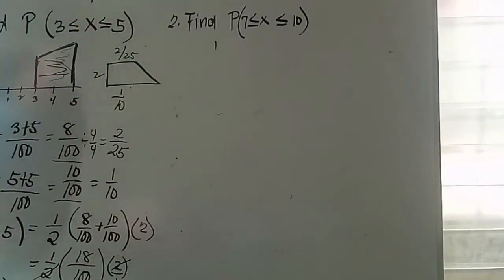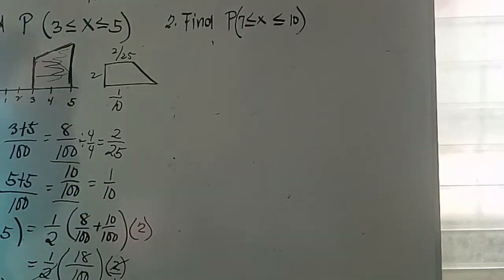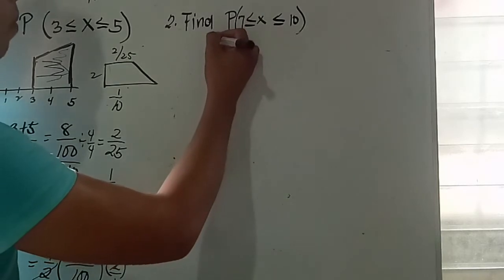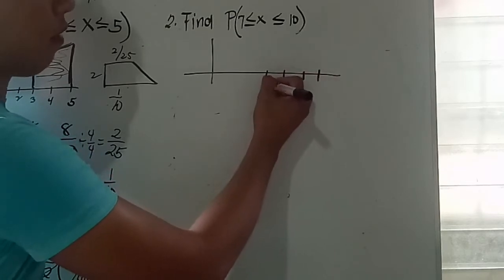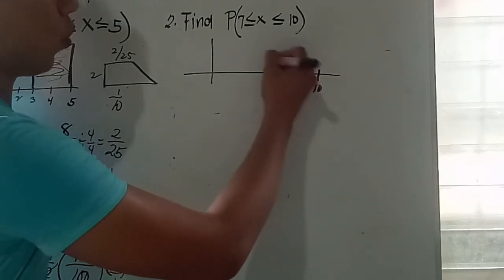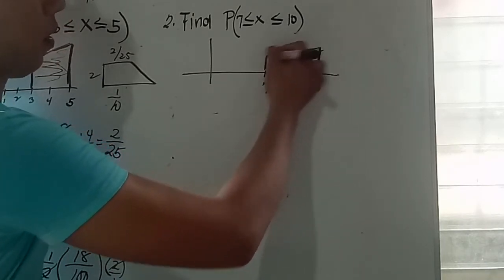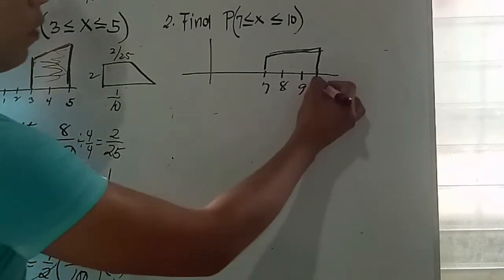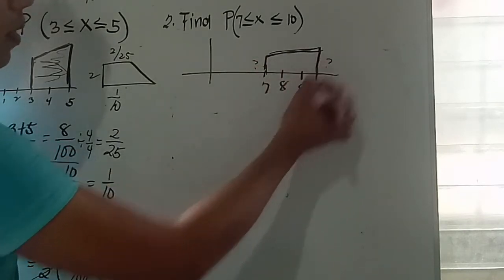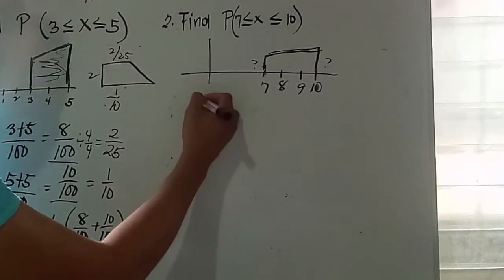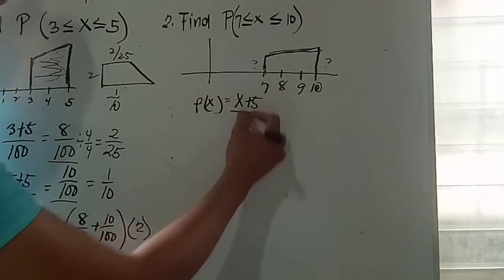Okay, so let's proceed to number 2. In number 2, we will find the probability of x being greater than or equal to 7 but less than or equal to 10. Same thing, we are going to graph from 7, 8, 9, 10. So we will look for the area of this figure. We will first solve the height of this one and the other height, using this function: f of x equals x plus 5 over 100.